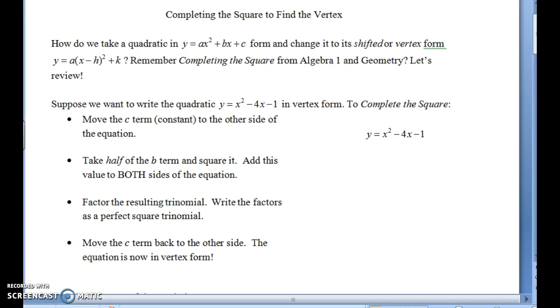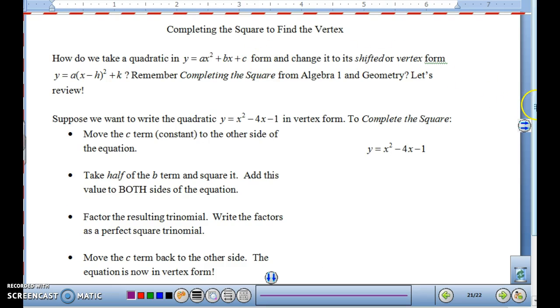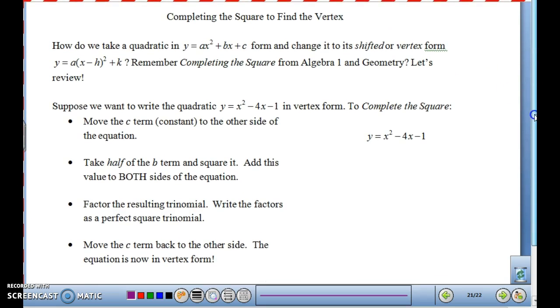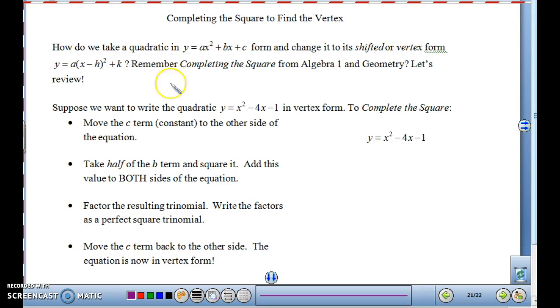This is Algebra 2, Unit 6, Lesson 8b, completing the square to find the vertex. So how do we take the quadratic y equals ax squared plus bx plus c form and change it to its shifted or vertex form, which is y equals a times (x minus h) squared plus k? Remember, we can use that to find the vertex. Well, actually we use completing the square that we learned back in Algebra 1, and we did some review in geometry. So let's review how to do this.